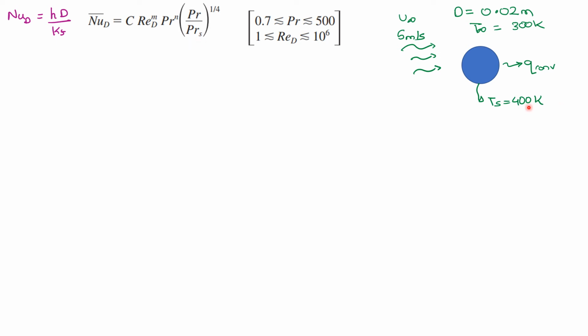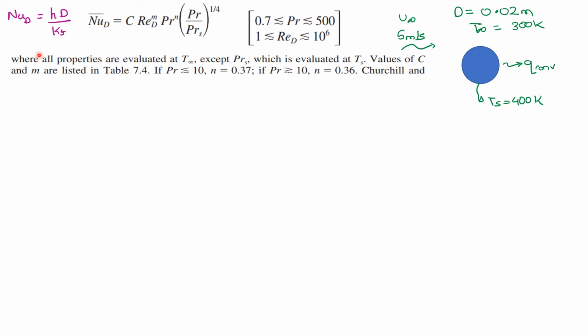The S here stands for the Prandtl number at the surface temperature. So our surface temperature here is 400, so we'll need to calculate the Prandtl number at that. And then they have given us a condition that your Prandtl number should be within the range of approximately 0.7 and less than or equal to 500.